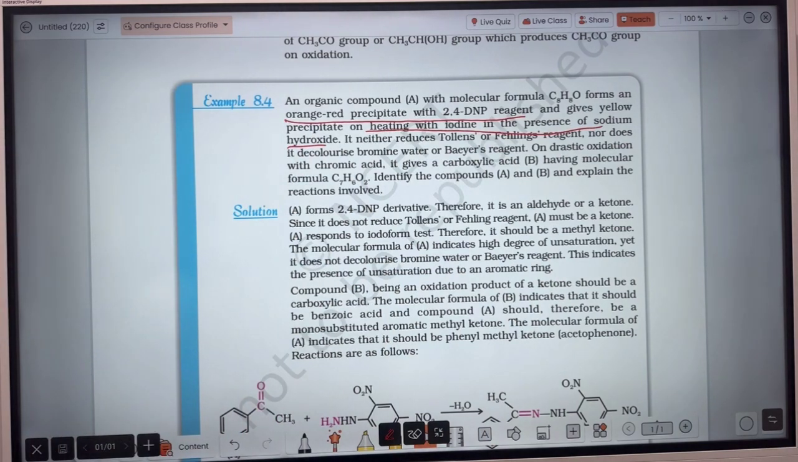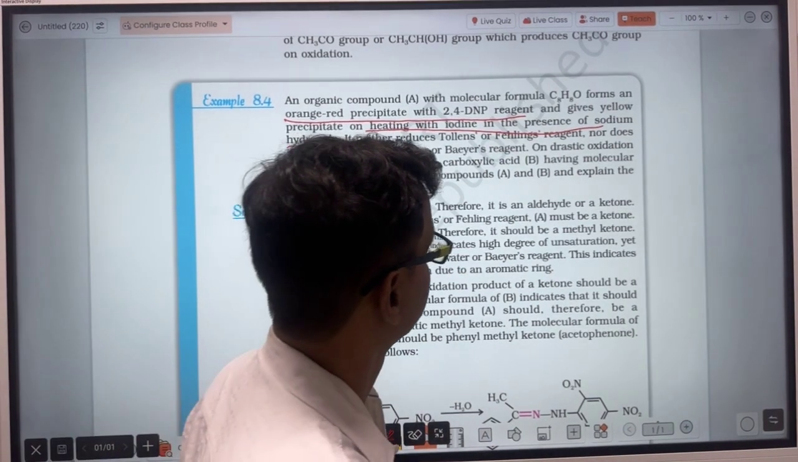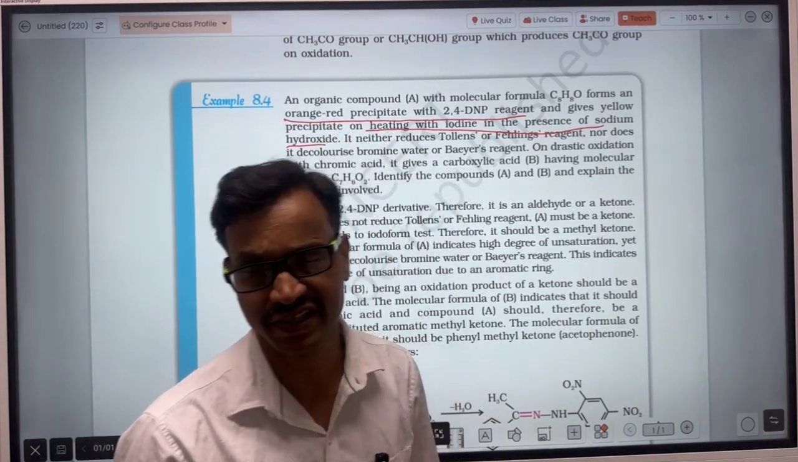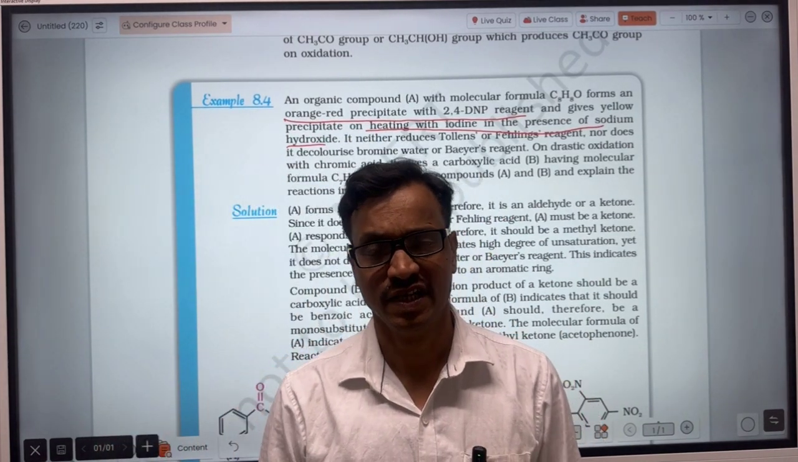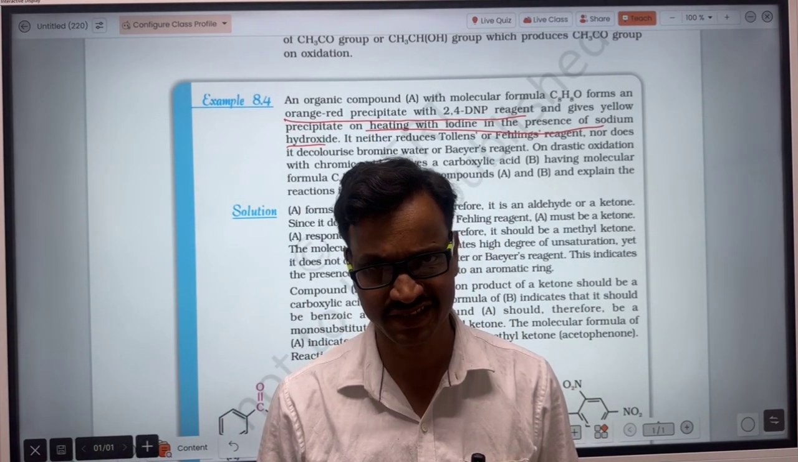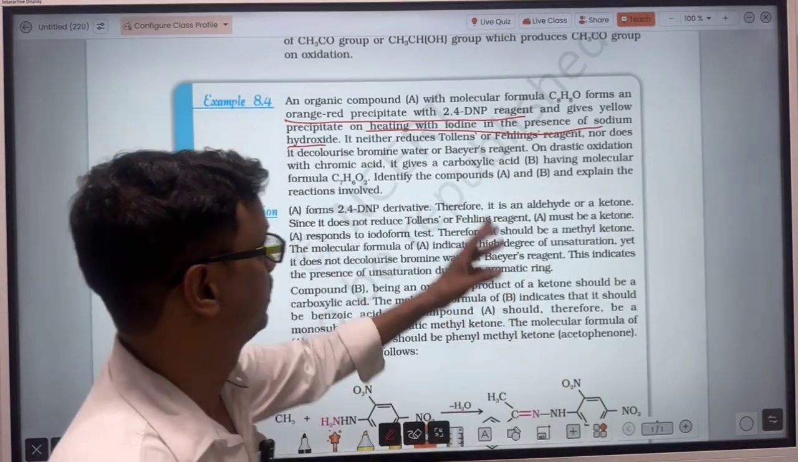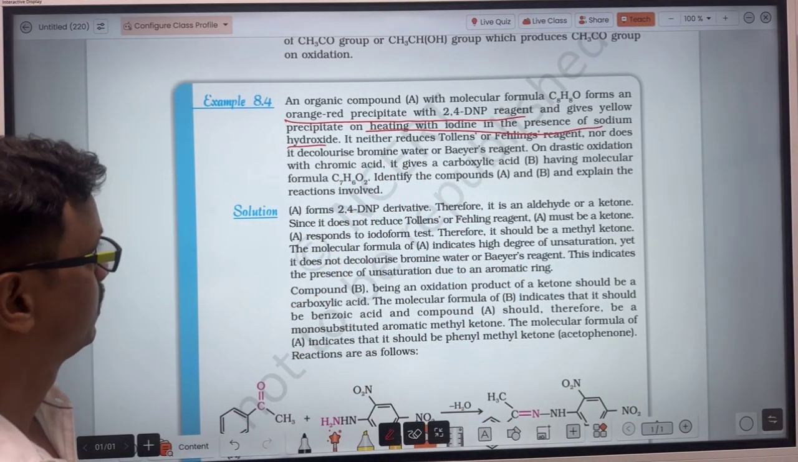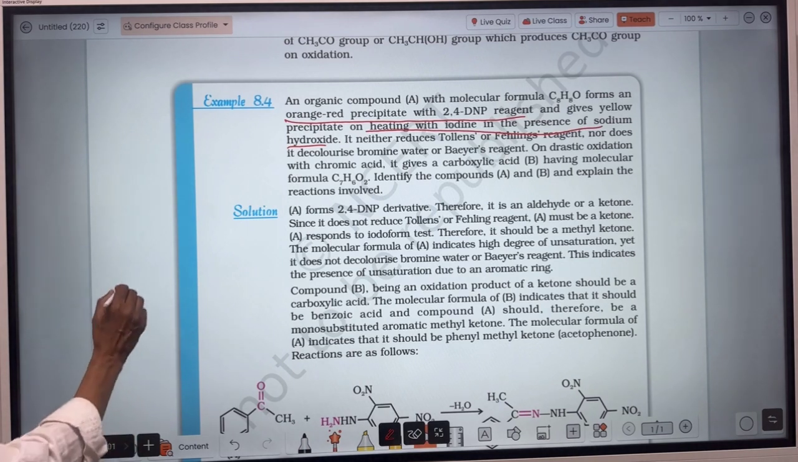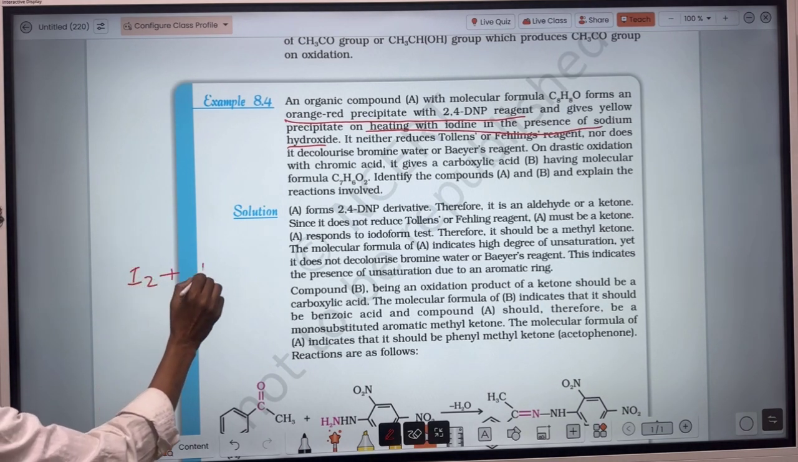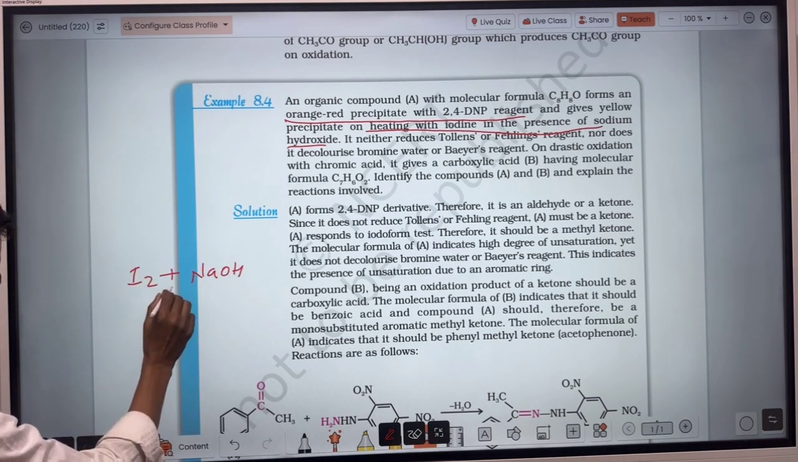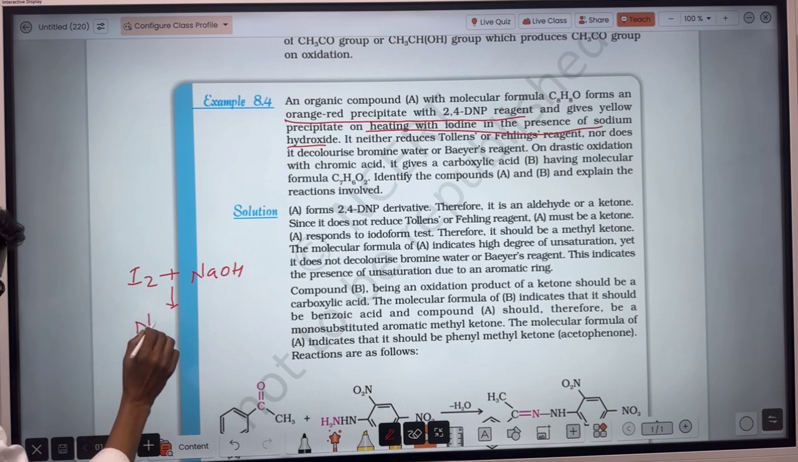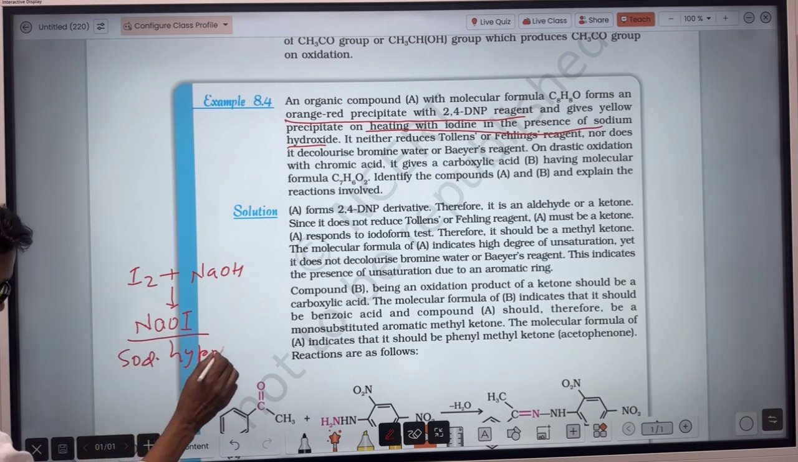With 2,4-DNP reagent, the aldehyde and ketone both react. Then it reacts with the mixture of iodine and NaOH. I have told you that when NaOH reacts with iodine, there will be formation of NaOI, which is called sodium hypoiodide.